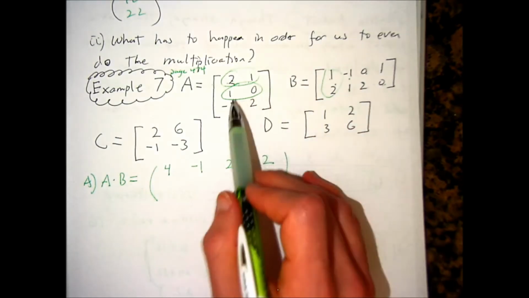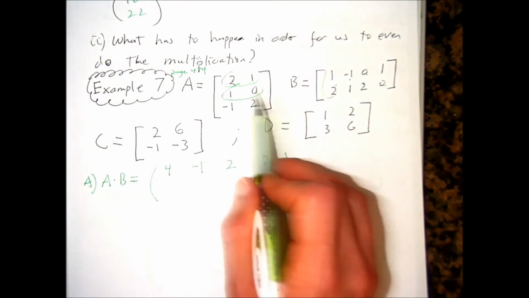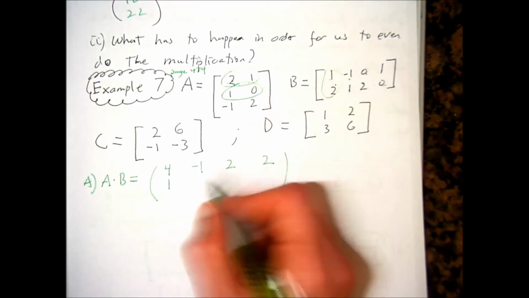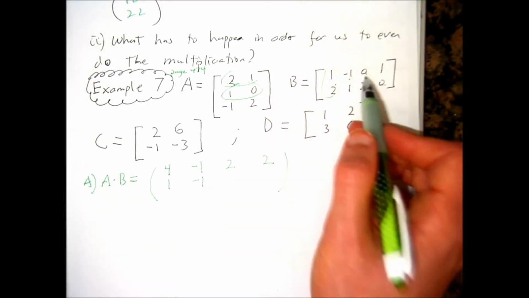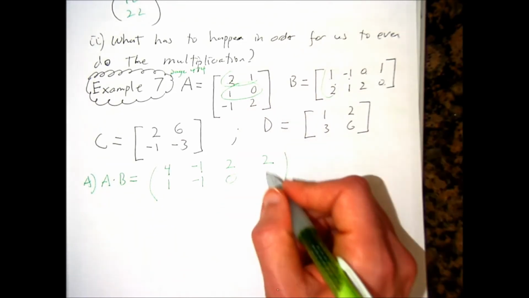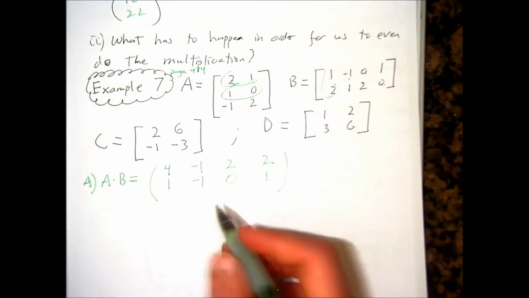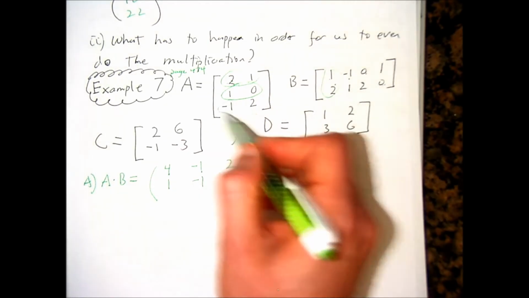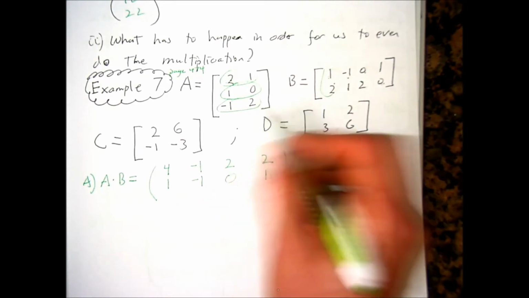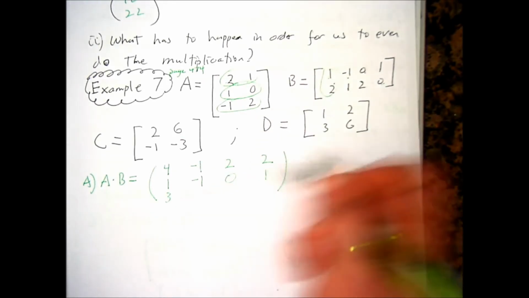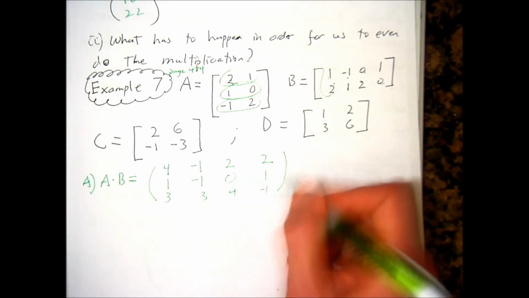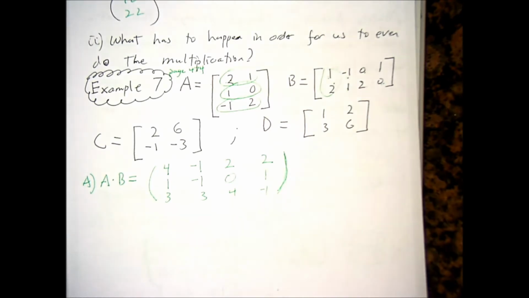You just got to practice it a lot. 1 times 1 plus 0 times 2 is 1. 1 times negative 1 plus 0 times 1 is negative 1. 1 times 0 plus 0 times 2 is 0. 1 times 1 plus 0 times 0 is 1. Last one comes from here. Negative 1 times 1 is negative 1 plus 2 times 2 is 4, so that's going to give me 3. And then 3, 4, and negative 1 if you finish. I don't want to bore you.